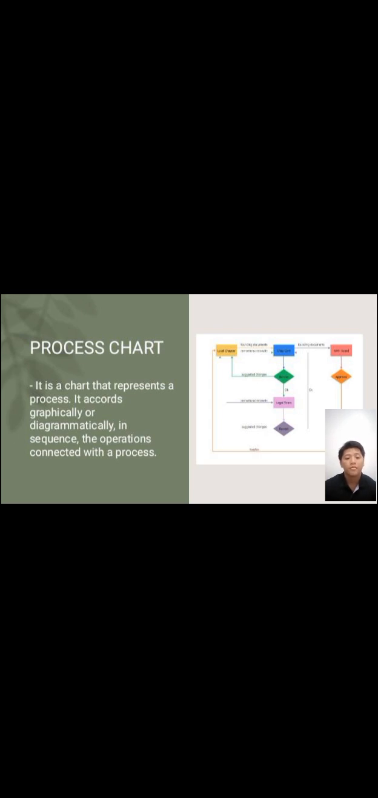Process chart. A process chart is a visual representation of a sequence of steps or activities in a process. It typically uses symbols or arrows to illustrate the flow of tasks from start to finish. These charts help to understand and analyze processes, making them useful in various fields such as project management, manufacturing, and business processes. Common symbols include rectangles for tasks, diamonds for decision points, and arrows to indicate the direction of flow between steps.